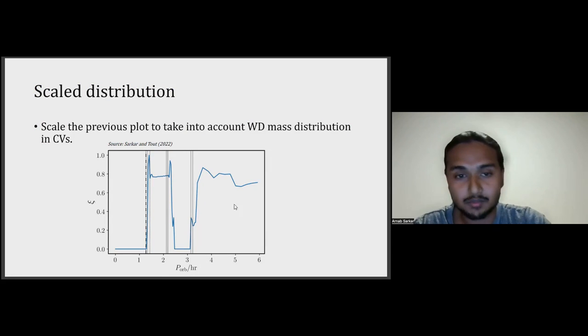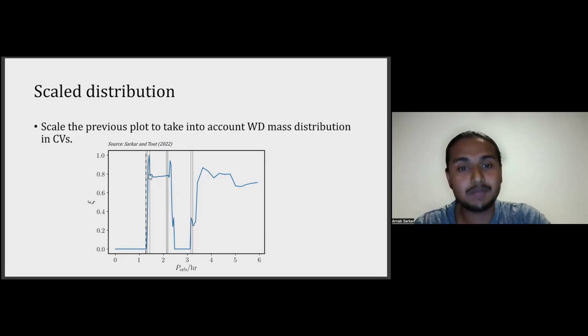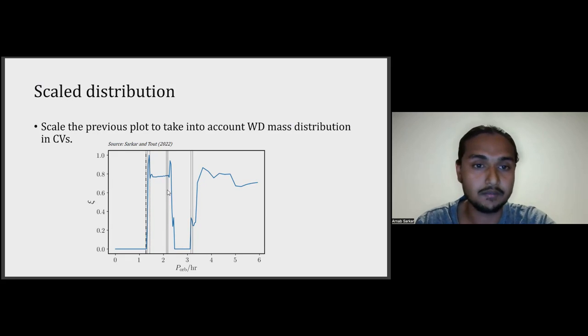If we look at this distribution, we see that these dotted lines, which represent the observed period minimum spike, match very well with our peak here. We also see the lower and upper end of the period gap, and we also get a good match with observations here as well.